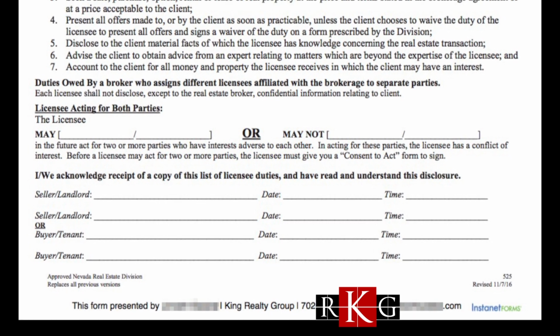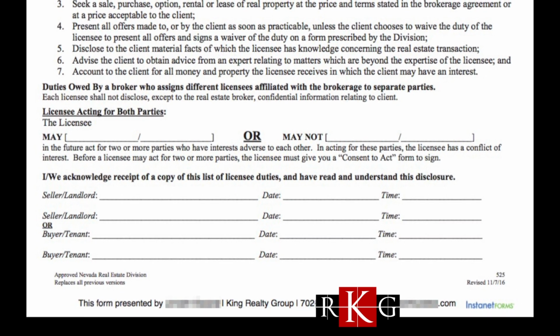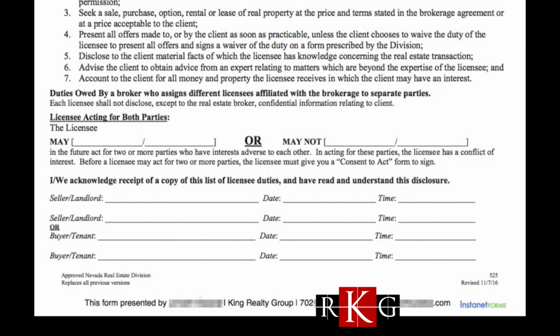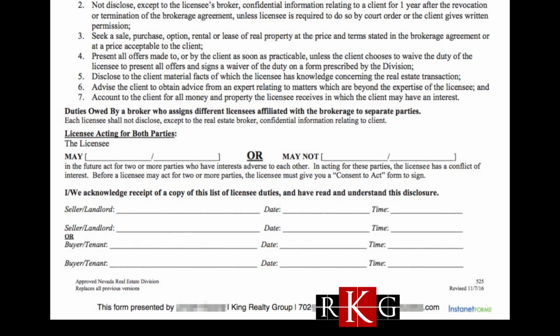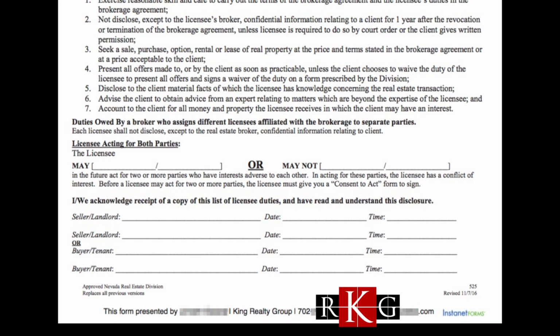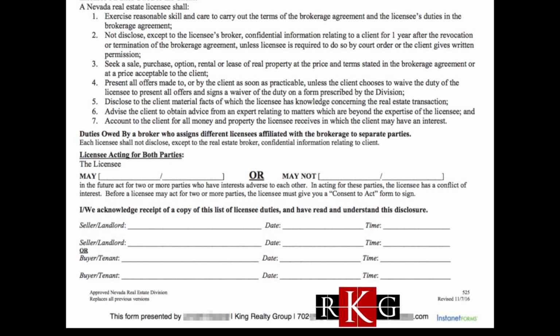Real estate-related acts are identified in the definition of brokerage agreement and include the broker assisting, soliciting, or negotiating the sale, purchase option, rental, or lease of real property, or the sale, exchange, option, or purchase of a business.